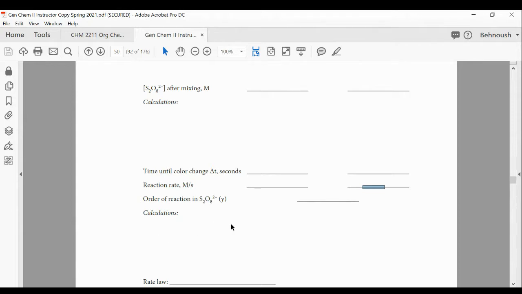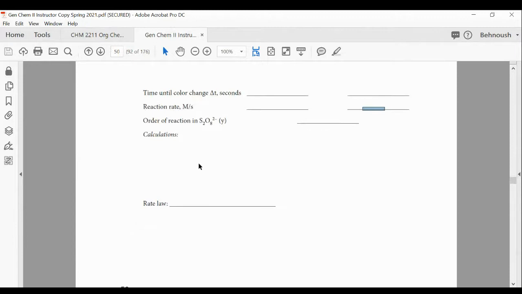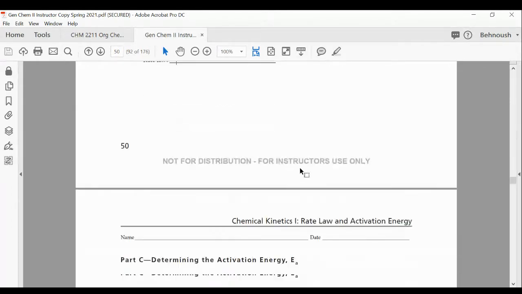And show your calculation for the order of the reaction. When you have the order with respect to iodine and the order with respect to S2O8, then you can write the rate law: rate equals k, concentration of iodine to the, let's say, 1, and concentration of S2O8 to the 1, but you have to show your calculation that they are actually both 1. And I think both of them are 1.